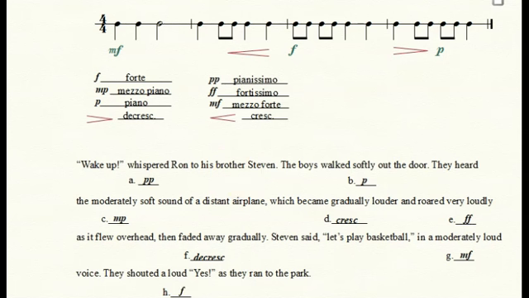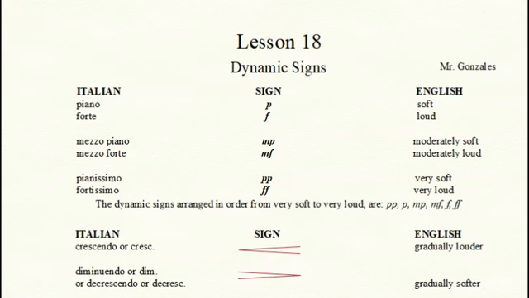And now we finish this last exercise. And that's it for today's lesson, guys. I hope you feel more confident in your ability to identify dynamic signs as well as understanding their meanings. In our next lesson, we will look at tempo marks.